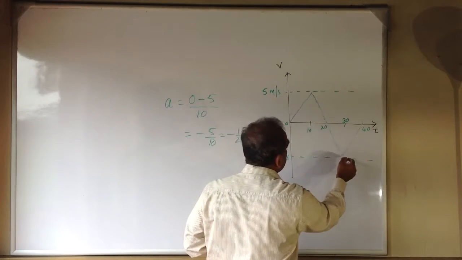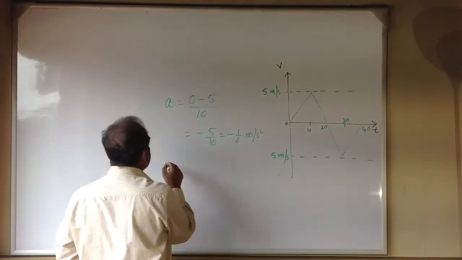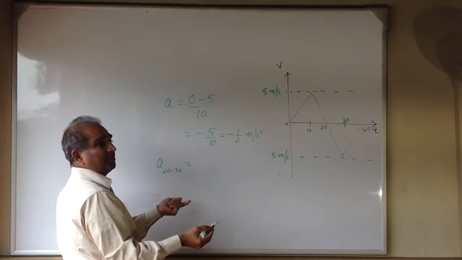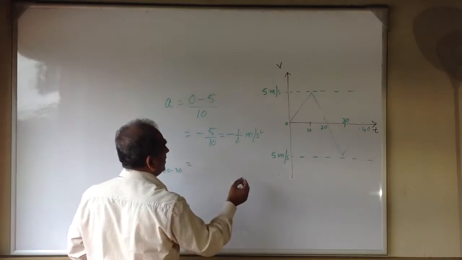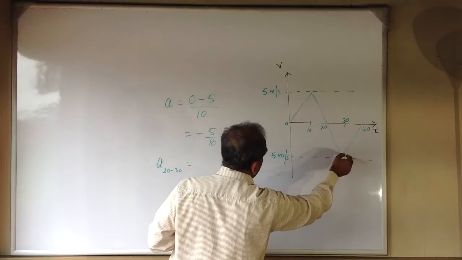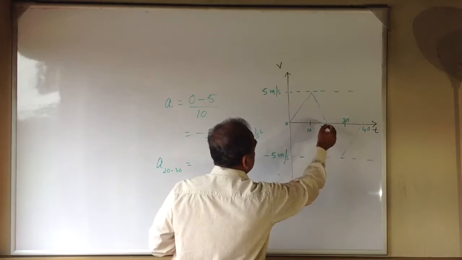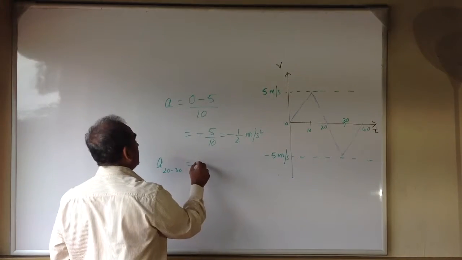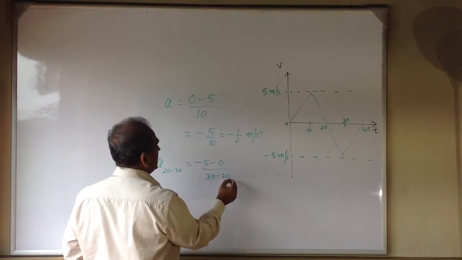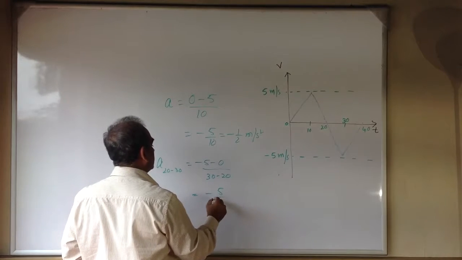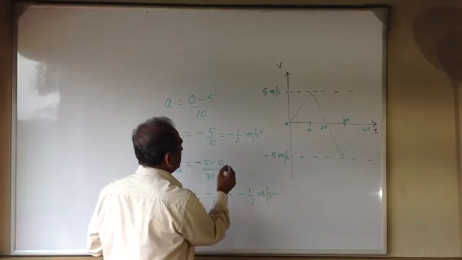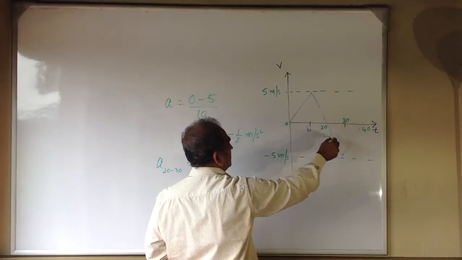What about between 20 and 30 seconds? So the acceleration between 20 and 30, we will write like this for the time being, for understanding purpose. Which will be, again, rise over the run. The rise is from 0 to minus 5, this is minus 5, sorry. 0 to minus 5 is the rise. So minus 5 minus 0 over time from 30 to 20, 30 minus 20, which will give minus 5 over 10, which is equal to minus 1/2 meter per second square. Naturally, these two are the same because the same straight line continues.